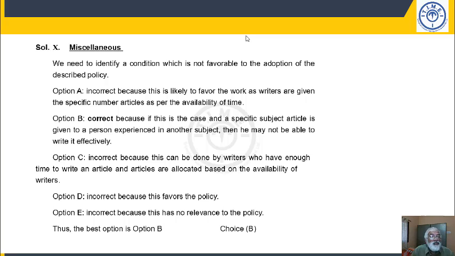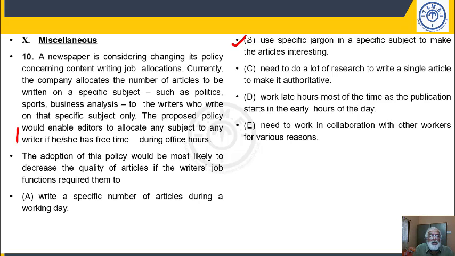B is correct because if that is true, then they don't have the jargon that they can use to write it effectively. C is incorrect because if they do have time, then they can actually write an article and they are allocated based on availability. D, incorrect because this favors the policy, which is asking people to actually study and put their stuff together. E, incorrect because this has no relevance. It really doesn't matter whether we're talking about collaborating with other workers or not.